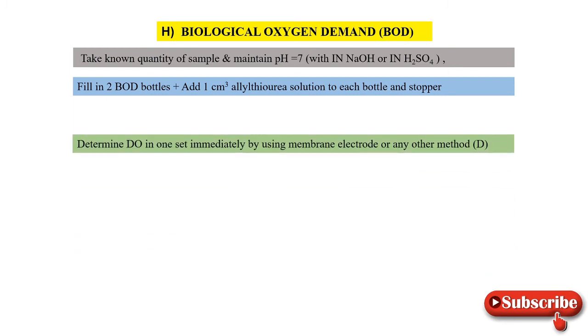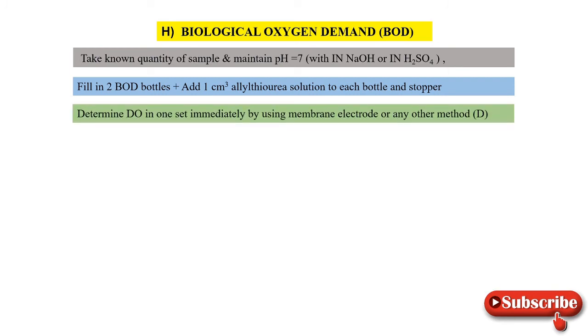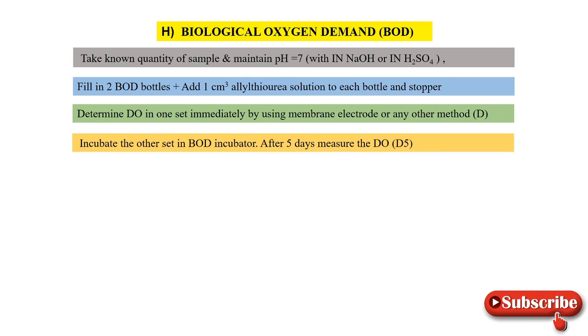So here we get the 2 BOD bottles, and then first determine the DO in one set immediately by using a membrane electrode or any other method, which value is considered as D. Then incubate the second bottle in a BOD incubator, and after 5 days measure the DO, which is considered as D5.